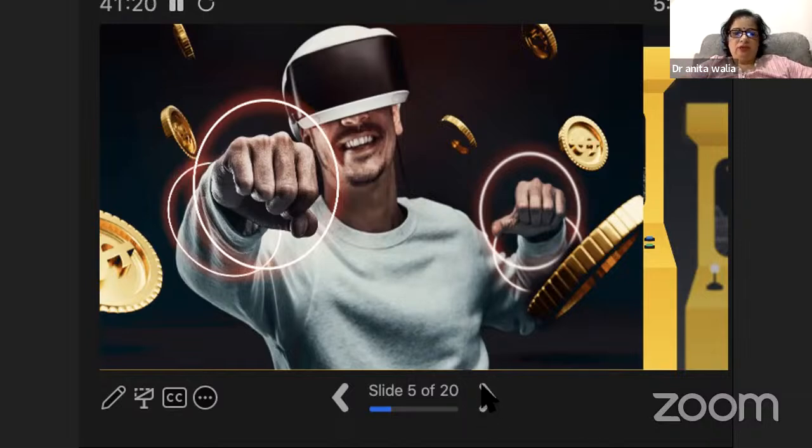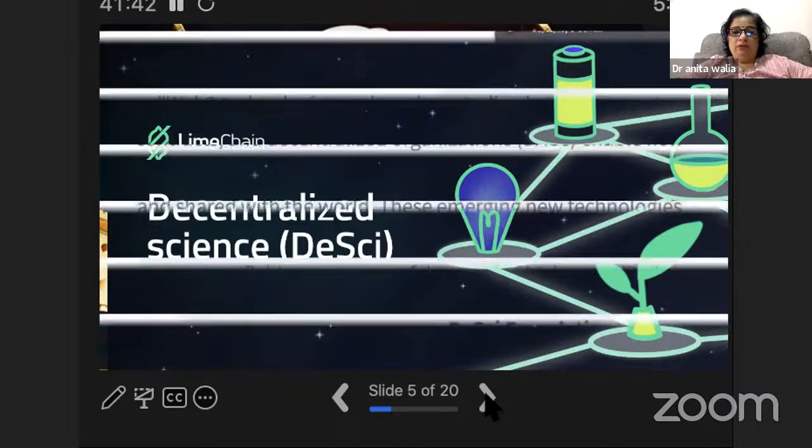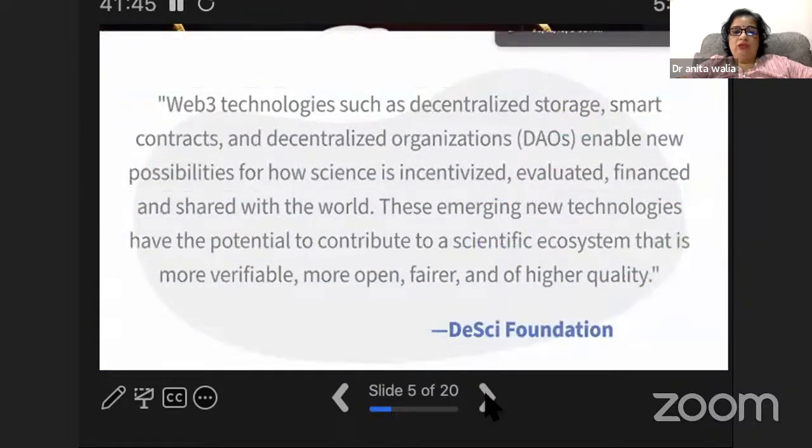The next thing associated with this is called DeSci, which is nothing but decentralized science. The Decentralized Science Foundation says that Web3 technology, such as decentralized storage or smart contracts, will enable new possibilities for how science is evaluated and financed, because a lot of science projects don't continue because of lack of funds. So crowdfunding can happen on that, and it can be shared with the world.